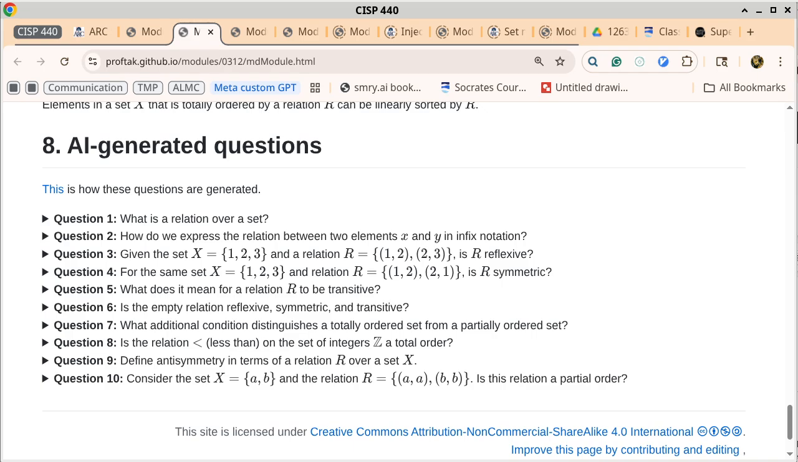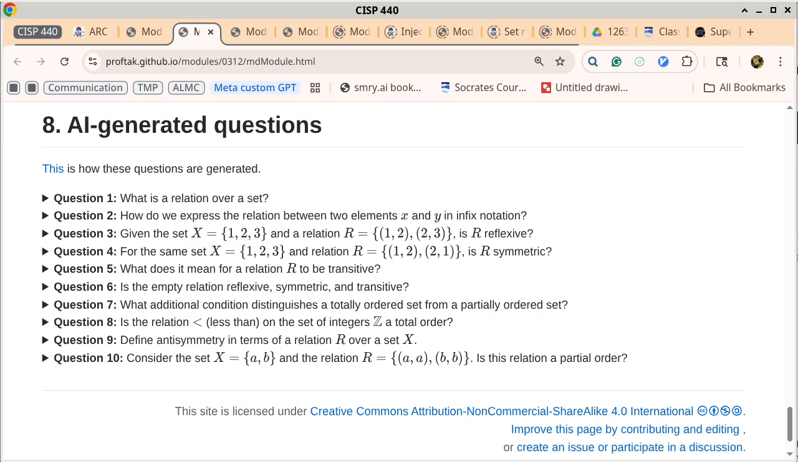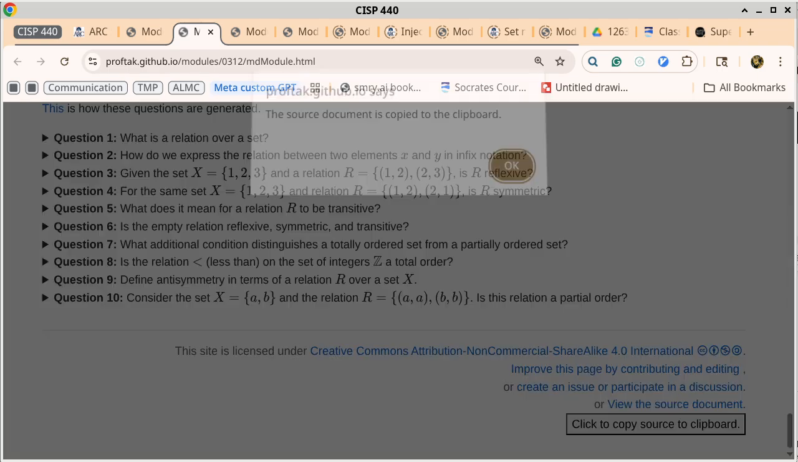Is it reflexive? No. Is this symmetric? Yes. These are too simple. By the way, these were generated using ChatGPT a long time ago. That means you can now use better AI models to come up with better examples. So let's copy the source to the clipboard.